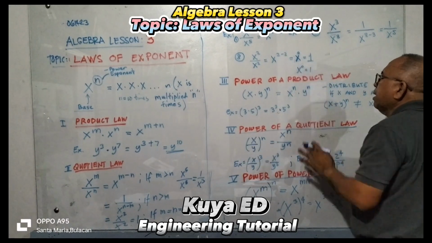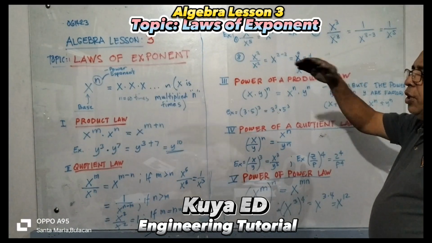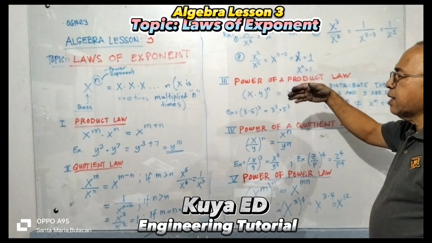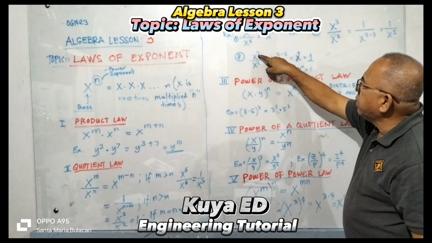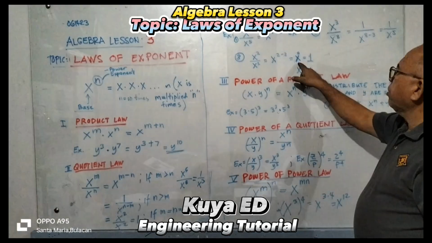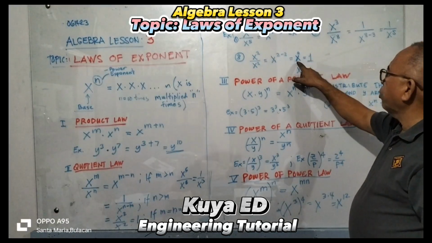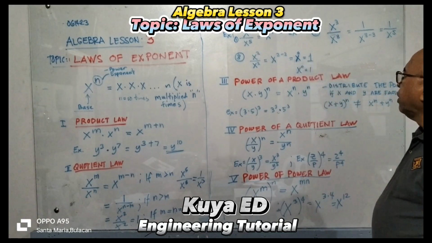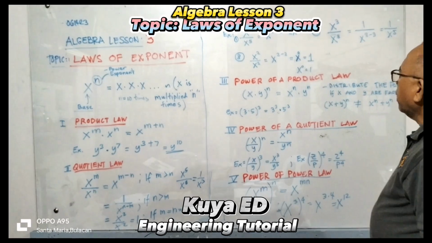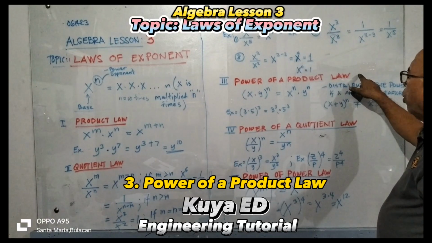Ang ibig sabihin lang yan, dinivide ng x, yung term na nalagay dyan, ay dinivide niya sa sarili niya. Katulad nito, x squared divided by x squared. So, ang sagot daw ay x to the 0, the quotient now is 1. So, x to the 0 is 1. Okay, how about the power of product law?